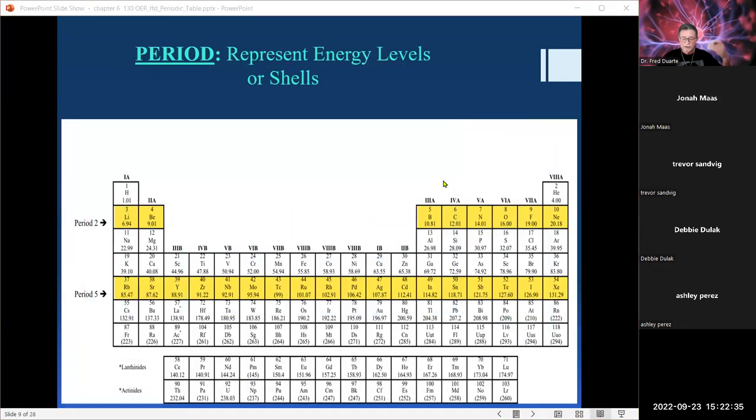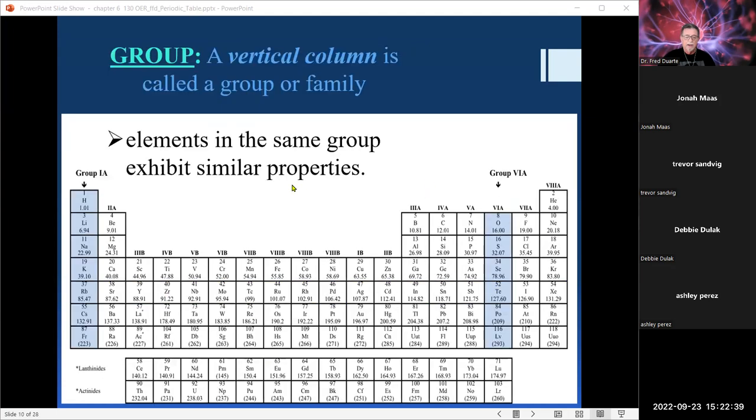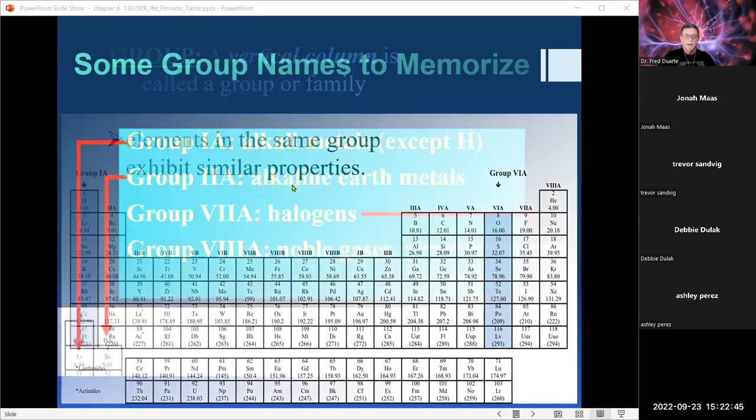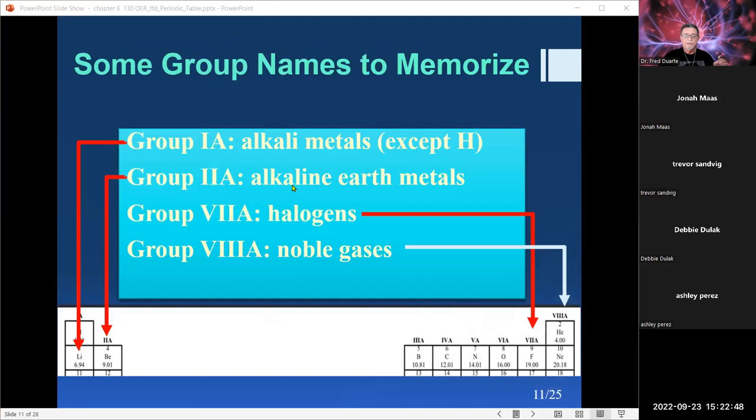The periods or energy levels, different periods. We talked at length about those, okay? And then the groups, the columns, all exhibit similar properties. We also spoke about that. Now, certain groups have a more specific name. For example, group 1A, right here, has a special name called the alkali metals, except hydrogen, obviously, because hydrogen is not a metal, it's a gas.